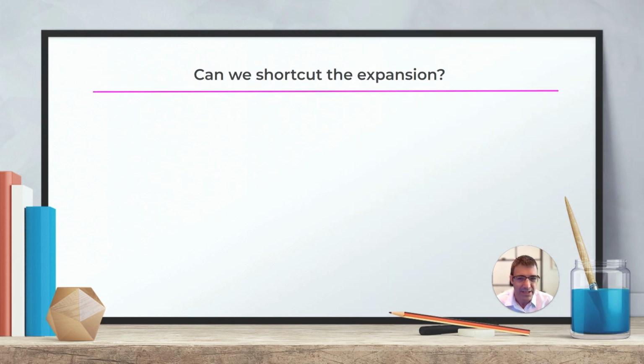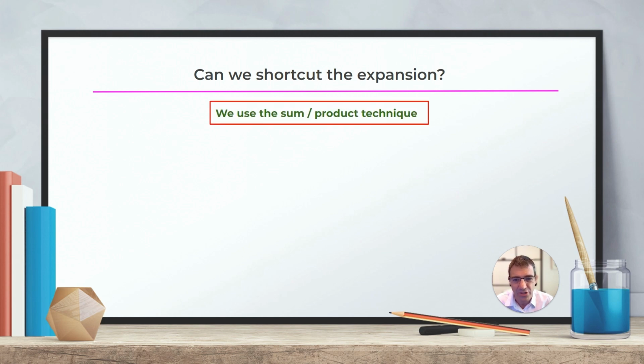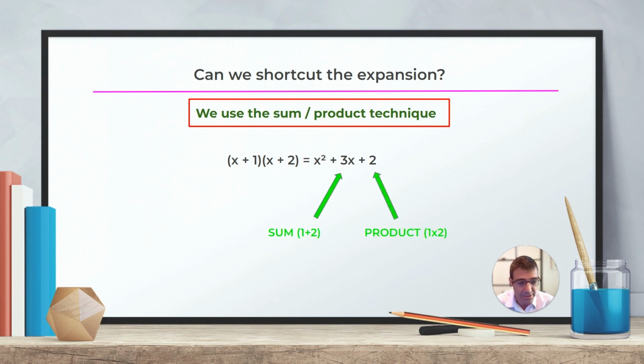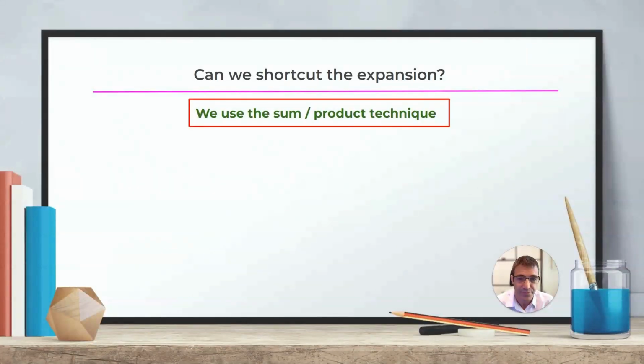So here's an idea. Can we shortcut the expansion? Well, we can use a technique which we call the sum and product technique. And so as you see here, when you have x plus 1 times x plus 2, yes, you can do the expansion that we just did, but you could realize that 1 plus 2, which is the sum, so sum in mathematics means adding, gives you the 3 in the middle. And you could realize that 1 times 2, which is the product means multiplying, gives you the 2 at the end. So the sum of 1 and 2 is 3x, and the product of 1 and 2 is 2.